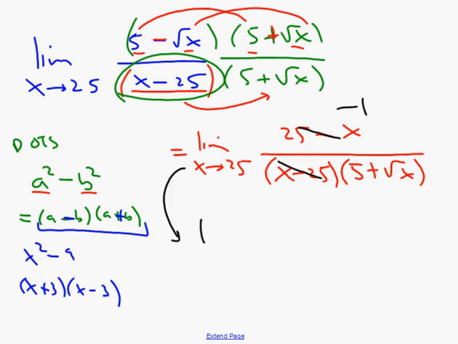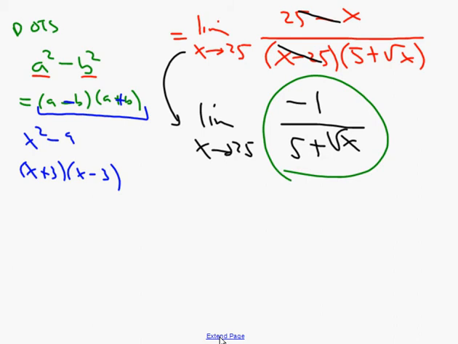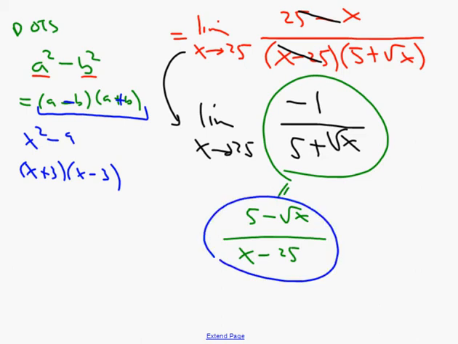So our limit now becomes the limit as x goes to 25 of -1 over 5 plus the square root of x. Okay. So it's important to note that this thing came from originally having 5 minus the square root of x over x minus 25. Now, let's be clear about this. These two things, when graphed, will lie right on top of each other. But there is a difference.